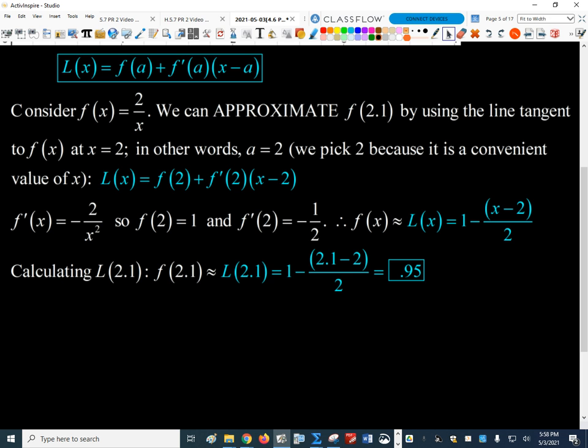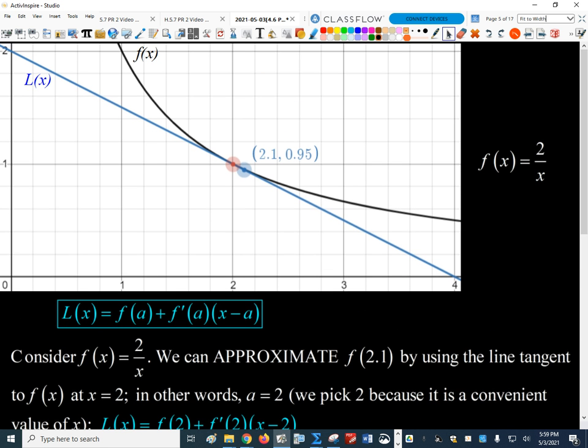And that's pretty easy to calculate, right? We can do that in our head. 2.1 minus 2 is 0.1. Half of 0.1 is 0.05. 1 minus 0.05 is 0.95. Done. That's the output of our linearization. Okay, and that's pretty close, right? That's pretty darn close. At that point right there, I mean, we're slightly off, of course, but not much.